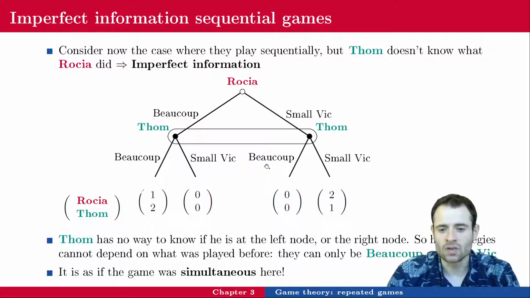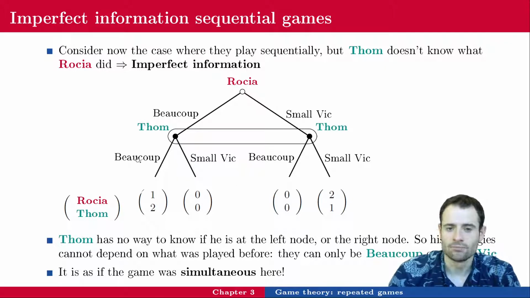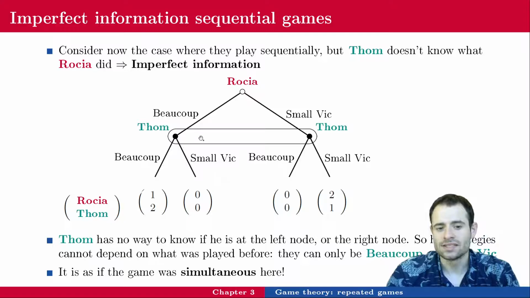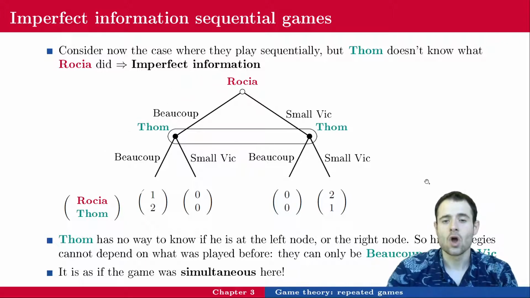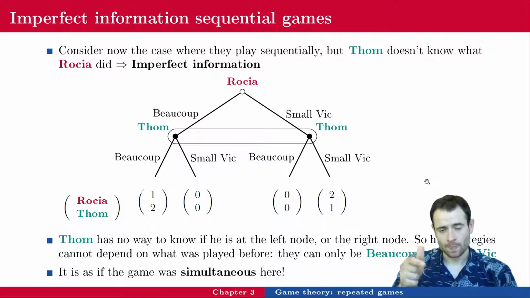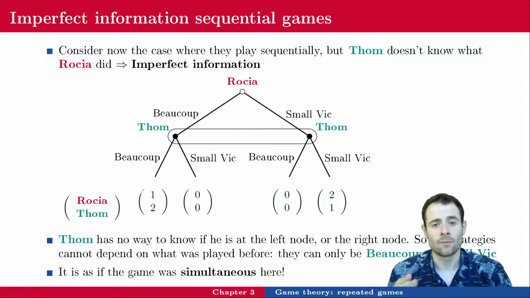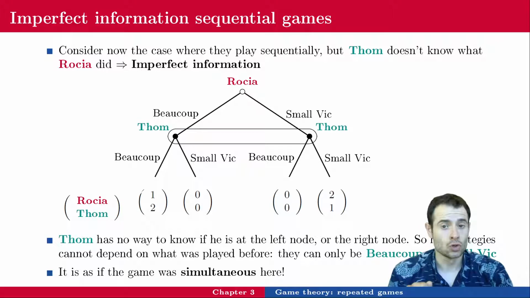So he cannot consider each case separately. In this case, since this and this are not subgames, the only subgame we have is the game itself. And so, just by changing the structure of information, we went from 3 subgames to only 1 subgame.